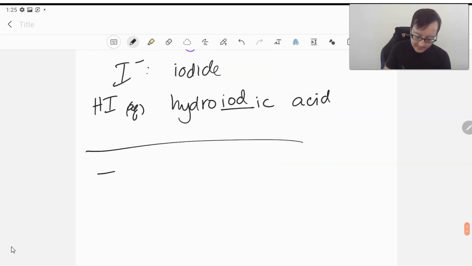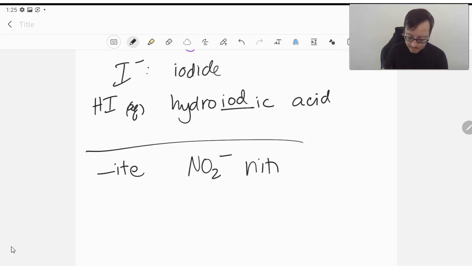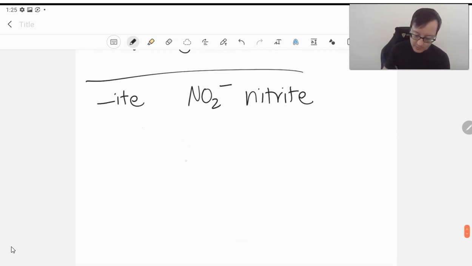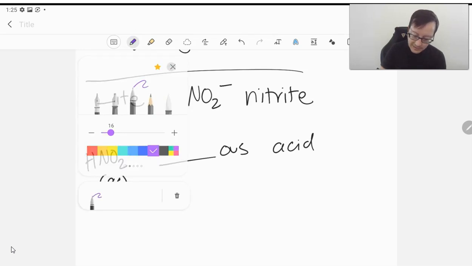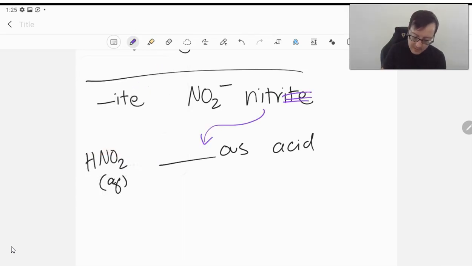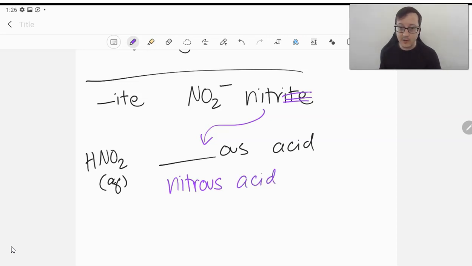How about ite endings? For example, nitrite. We will see we have another formula here. We're going to remove the ending and call it ous acid. So for example, HNO2, putting that H plus on there to balance out the nitrite, we get rid of the ite, put everything else in the blank, nitrous acid. Not nitrous oxide, no laughing gas here. Nitrous acid.